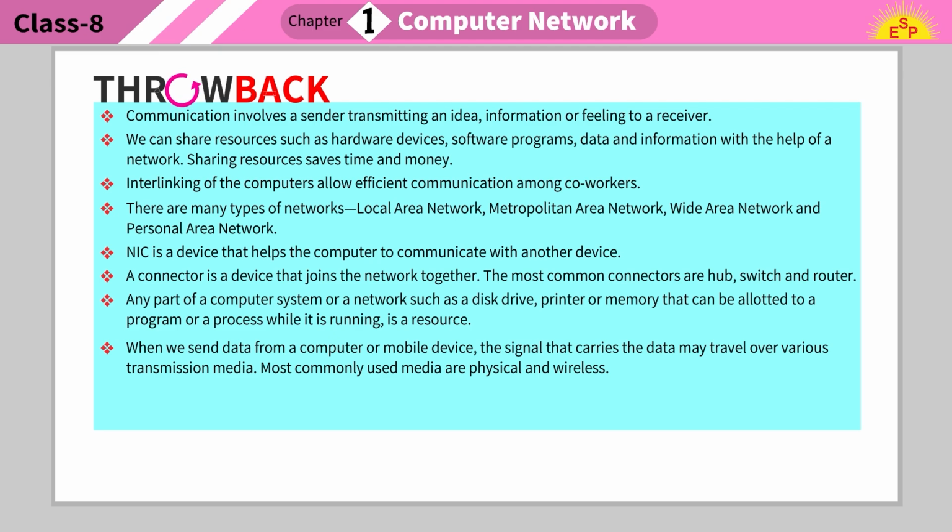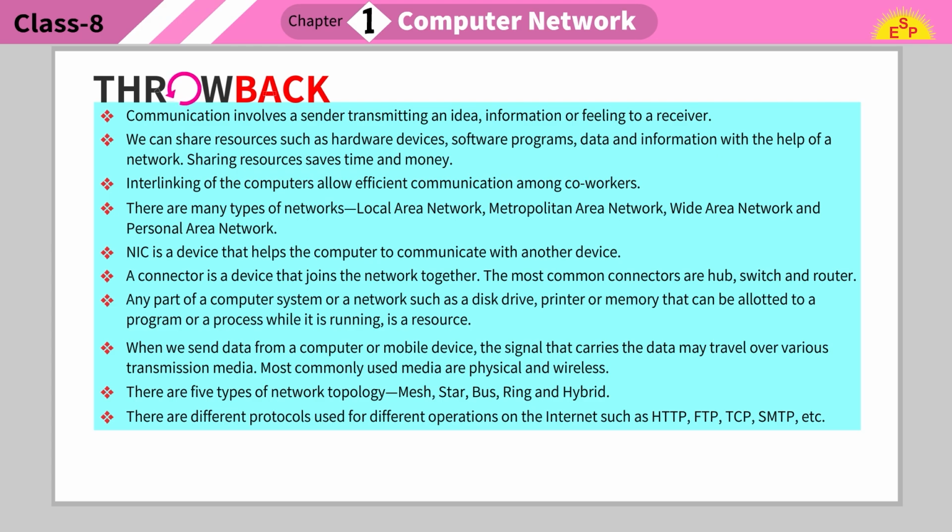When we send data from a computer or mobile device, the signal that carries the data may travel over various transmission media. Most commonly used media are physical and wireless. There are 5 types of network topology: mesh, star, bus, ring and hybrid. There are different protocols used for different operations on the internet such as HTTP, FTP, TCP, SMTP, etc.